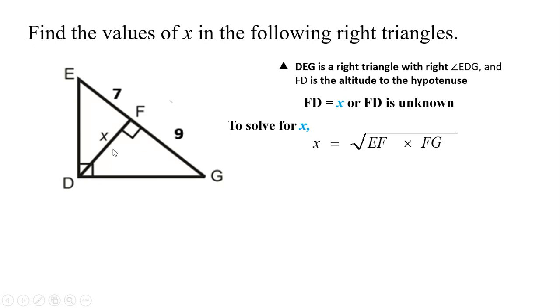So to get x, we simply substitute the measurement of EF and FG. So, 7 times 9, that's 63, and the square root of 63 is 3 square root of 7. So, that's the value of x, or the value of the altitude FD.